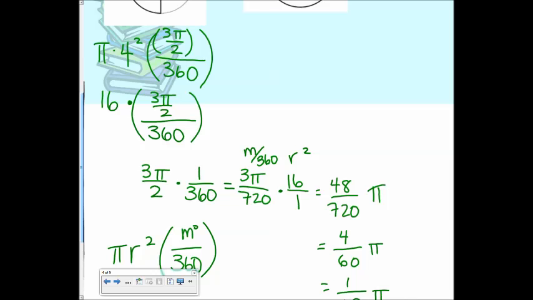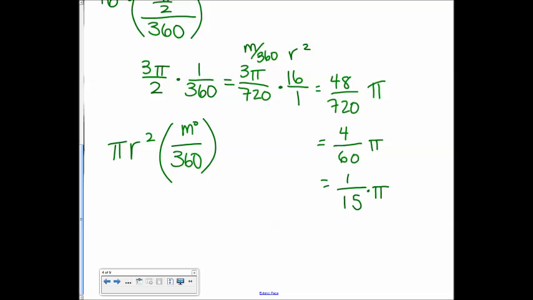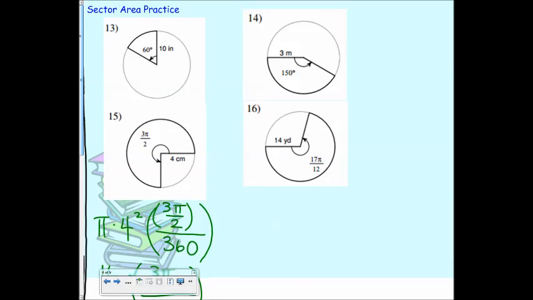Because again, if I did this times pi over 1, that's what I would get, right? 1 times pi is pi, 15 times 1 is 15. So that's what your calculator does because it's the prettiest way to do it. Okay, so do the 3 that are left. So 13 and 14 are pretty basic, and then 16 has a bit of a difficult fraction. I know it. Okay, so that's sector area.